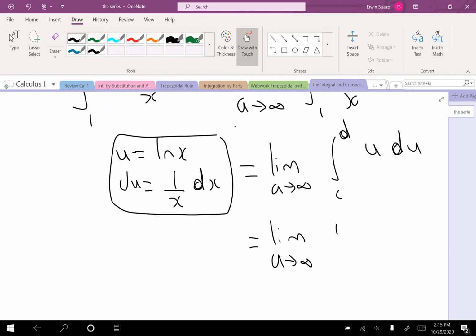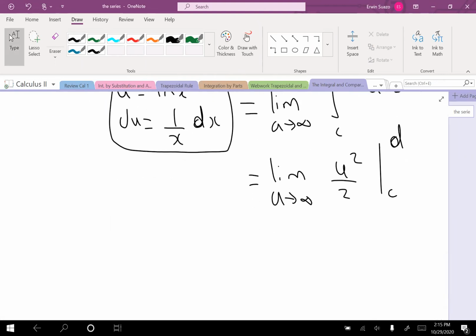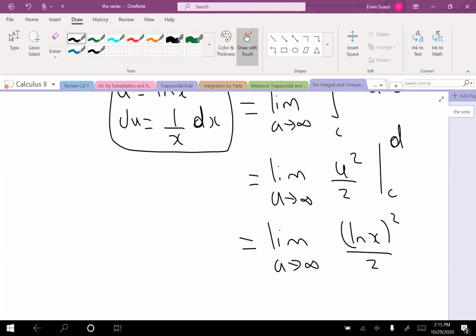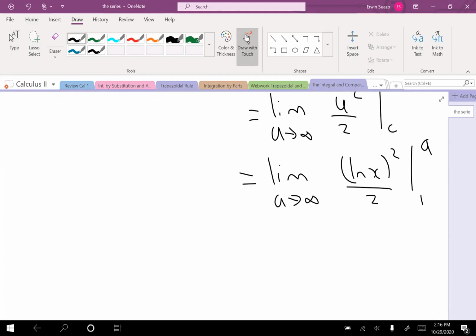1/2 u squared. U squared divided by 2. And then evaluate between c and d. And then I go back, and instead of u, I put ln of x. So I get the limit as a goes to infinity of ln of x squared divided by 2, from 1 to a. And then I plug in my a and subtract the lower bound.